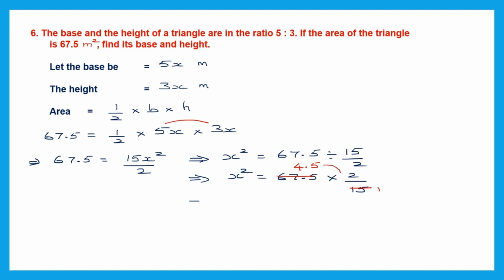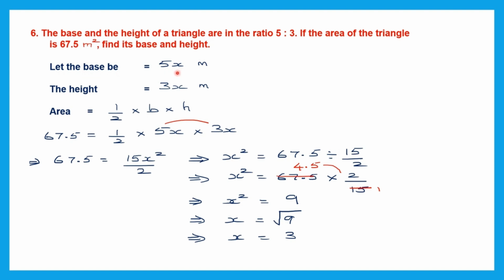So here x square is equal to 4.5 into 2, which is 9. That means x is equal to the square root of 9. So what is the square root of 9? 3. That means we have found the value of x and x is equal to 3. Now we can find the base. The base is 5x.